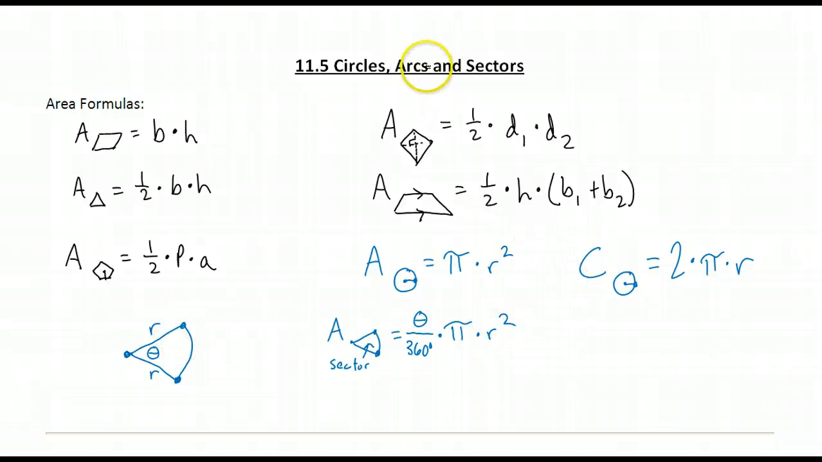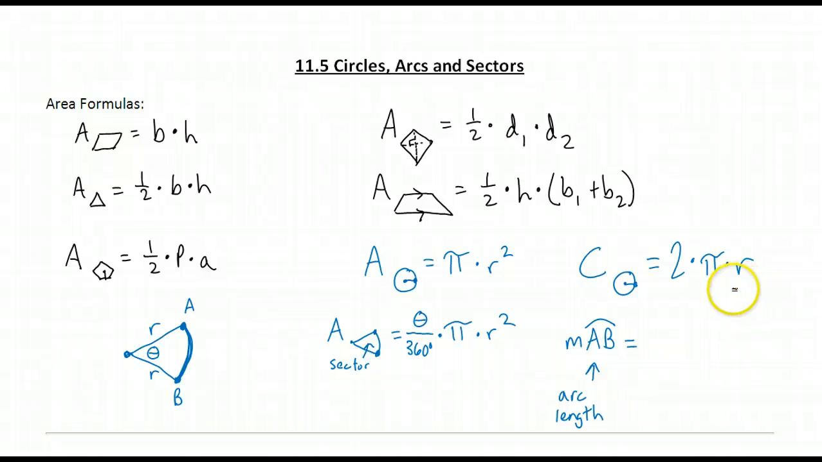Now if I want to find the measurement of an arc, it is this piece right here. I'm going to label this point A and this point B. If I want to find the measure of arc AB, if I want to find the length of AB, I'm going to base it again off of this angle and the circumference formula.